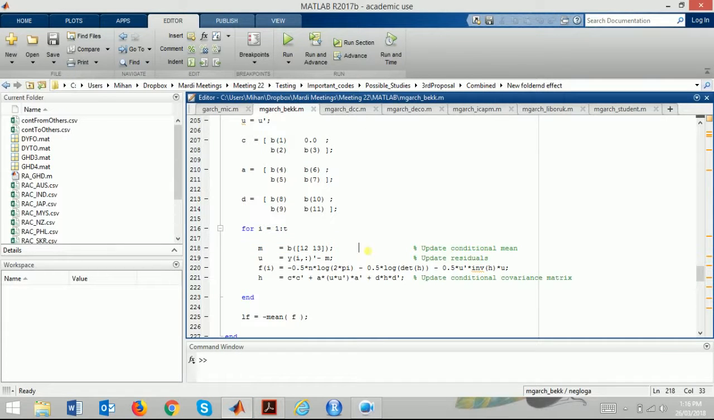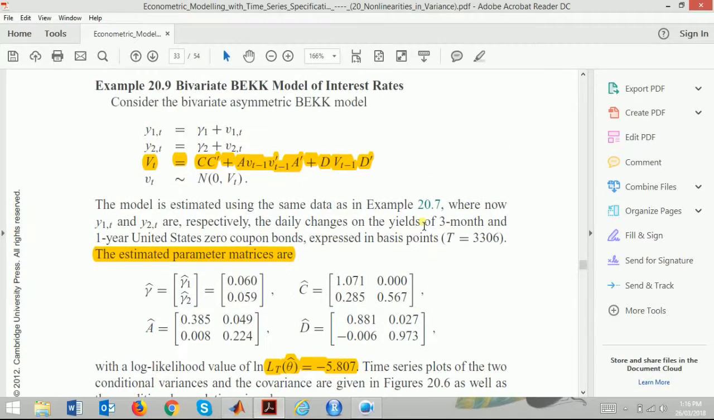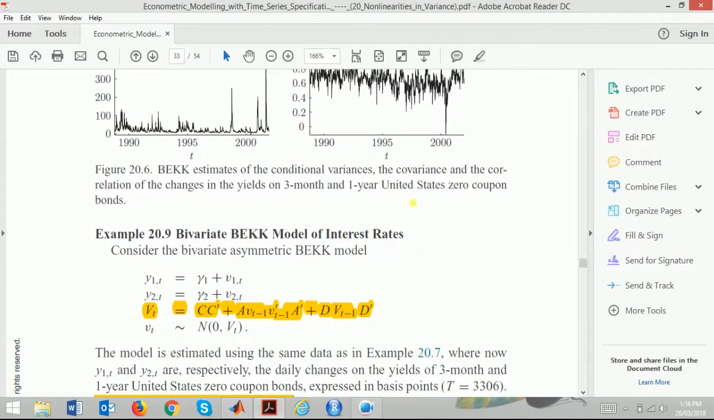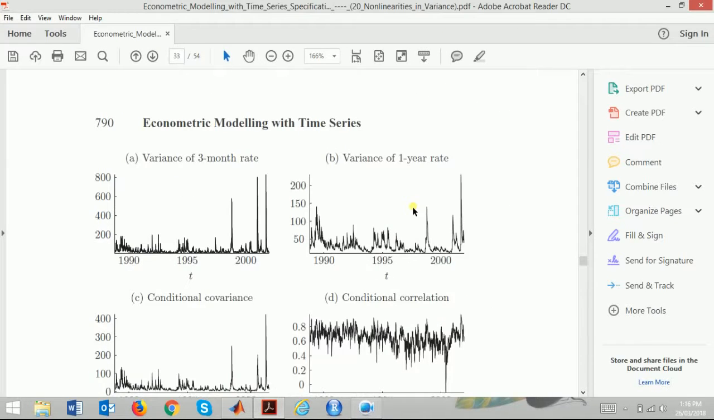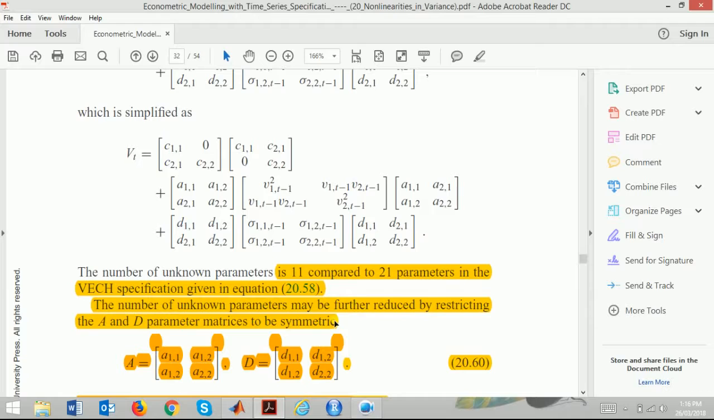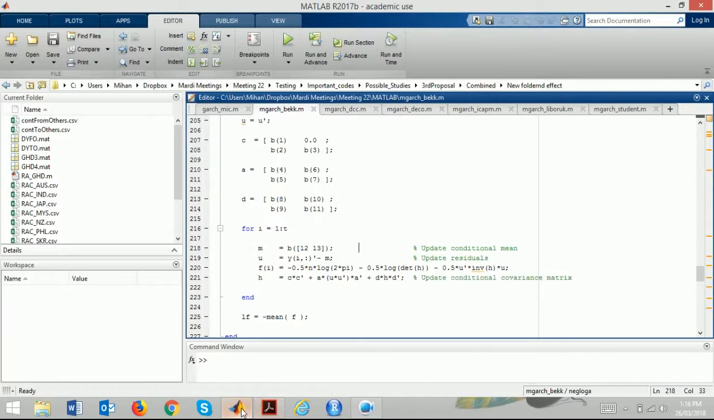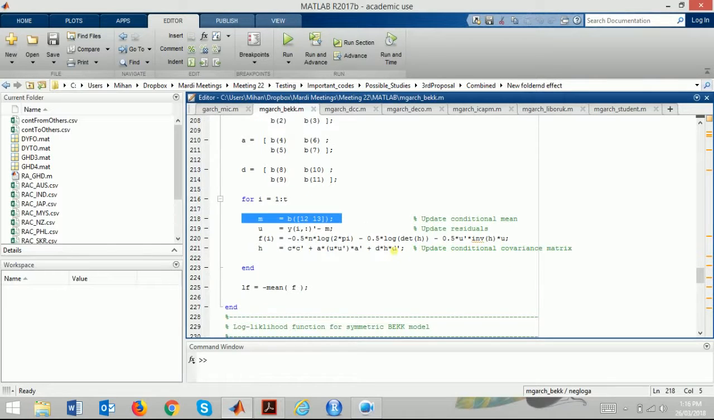And here in the code, the 12th and the 13th parameter, we can check how many parameters we have. How many parameters should we have in the bivariate BEKK model? We just discussed that a few minutes earlier. In the two-variable case we have 11 parameters, because unknown parameters are 11, we are updating the information. So we have mentioned 11 parameters in the code to be estimated, and the 12th and 13th parameters will give us the conditional mean.